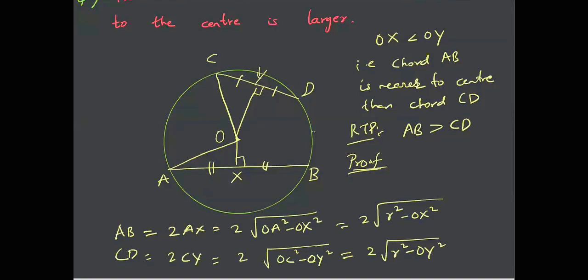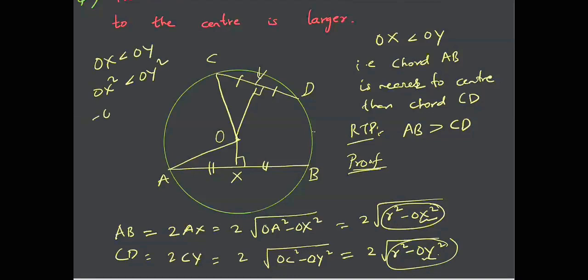Okay. So this is the length of chord. Now since OX is less compared to OY, R square minus OX square is more compared to R square minus OY square, right? Because OX is less than OY, this implies OX square is less than OY square. So this implies minus OX square is greater than minus OY square. If you multiply with negative, then the sign of inequality will change. So R square minus OX square is greater than R square minus OY square. So this implies that AB is greater than CD.